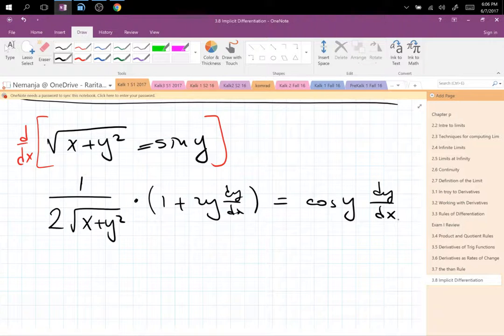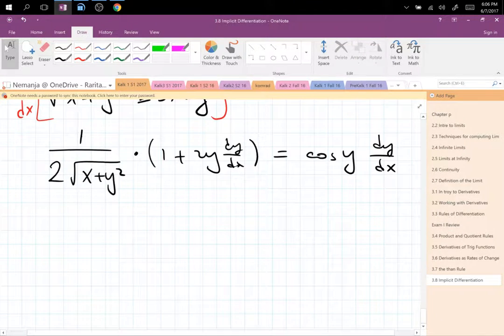When you distribute, set the counter, see dy dx. But here you can cancel it too, so it's just y over root x plus y squared, the whole thing. So I will multiply both sides by 2 times square root of x plus y squared, because I really don't want to distribute that.